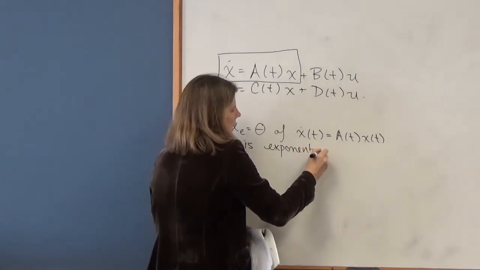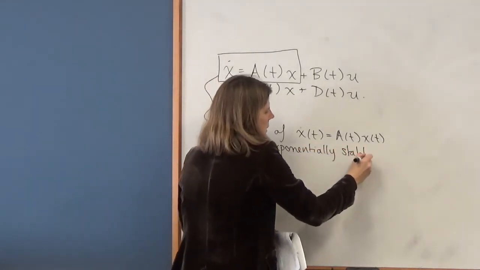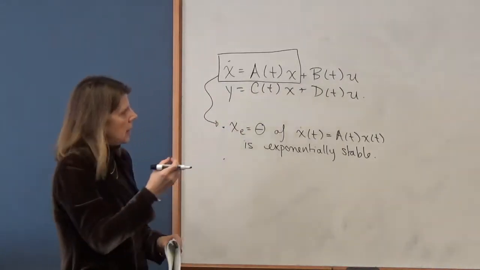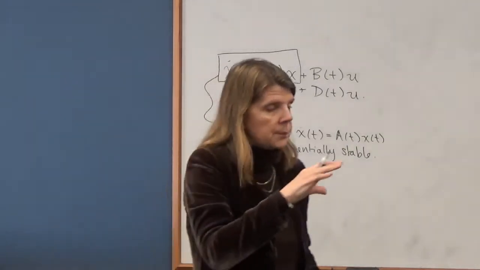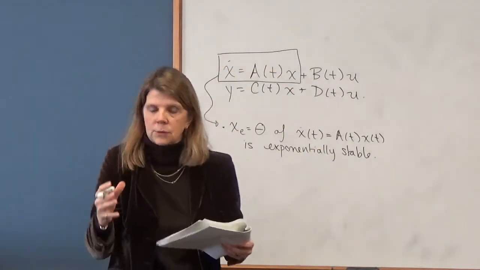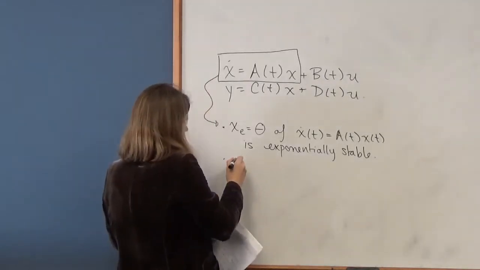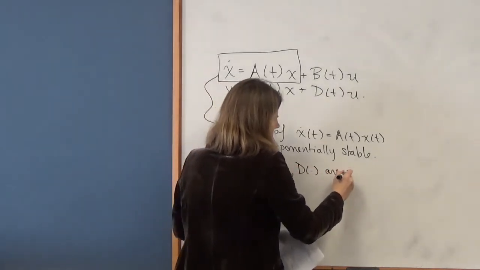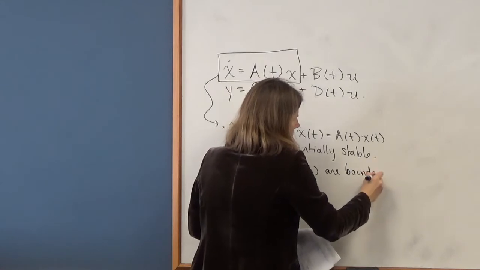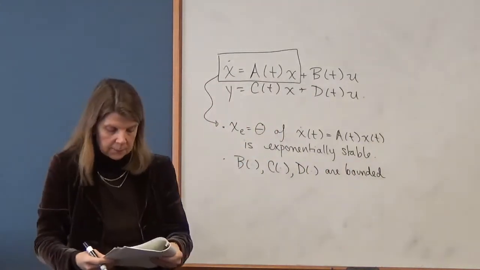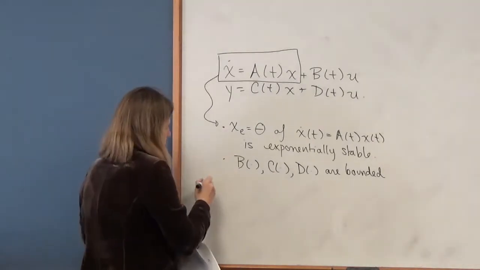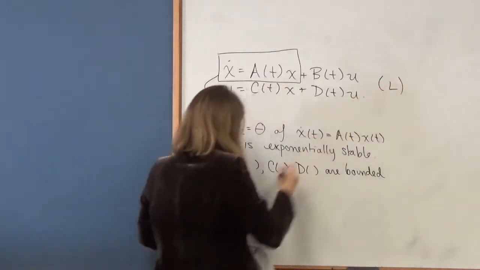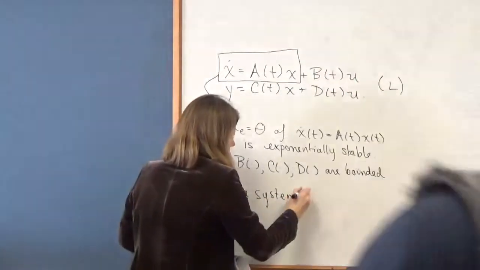All right, so we're looking at the internal dynamics of the system, and we've got that condition. We've also got the condition that the way that the input enters the system and the way that you see the system from the output, those matrices are bounded. So B, C, and D are bounded matrix functions, bounded functions of time. Then, under these two conditions, the system L is bounded input, bounded output.